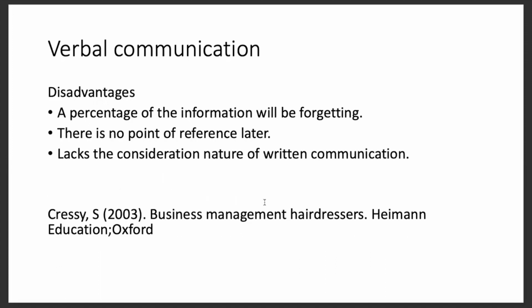Some of the disadvantages for verbal communication is that a percentage of the information will be forgotten. For example, if you instruct a person to do something, or you give them a lot of information, there's a possibility that they could forget what you have said to them. So there's no point of reference. Unlike in writing, where a person can refer back, with verbal communication skills there is no point of reference they can go back to. And it lacks the considered nature of written communication skills. With written communication skills, a person has the opportunity to look back on what is written. Also, it can be printed out in a way that suits their reading style. So that is some of the disadvantages.